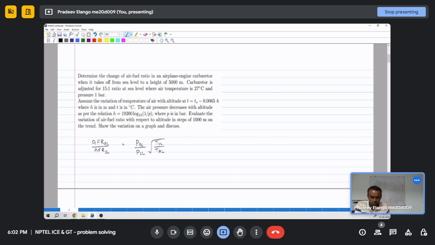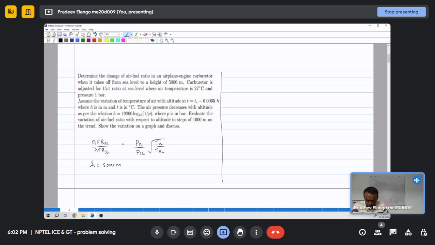So I will assume H is equal to 5000 meters. So actually we need to find for different H, like from 1000, 2000, 3000, 4000 and 5000. I will just find for 5000. The remaining can be solved by yourself.